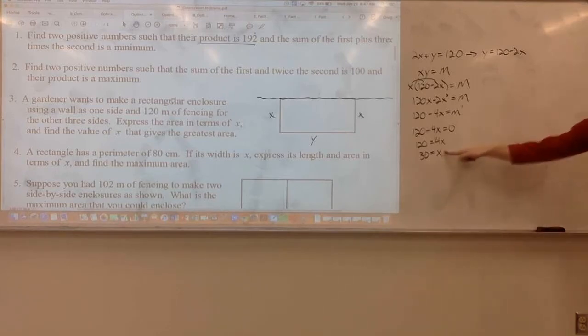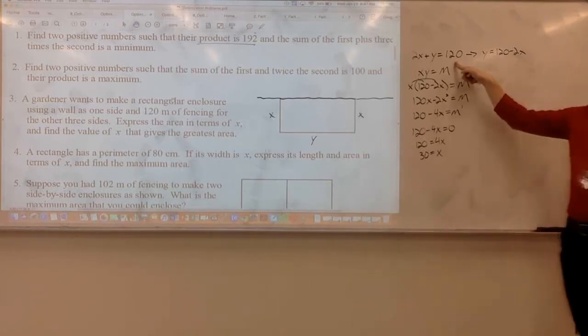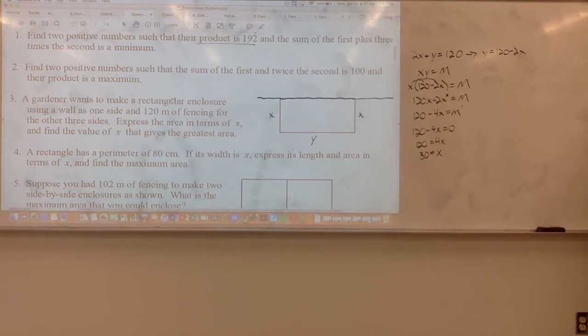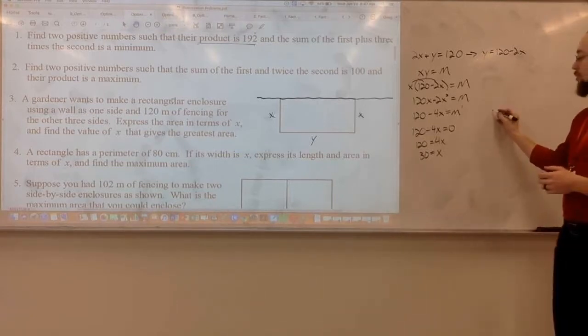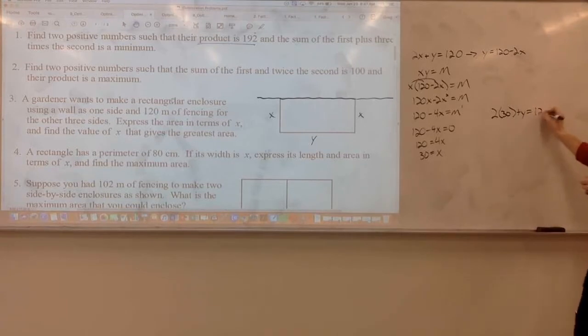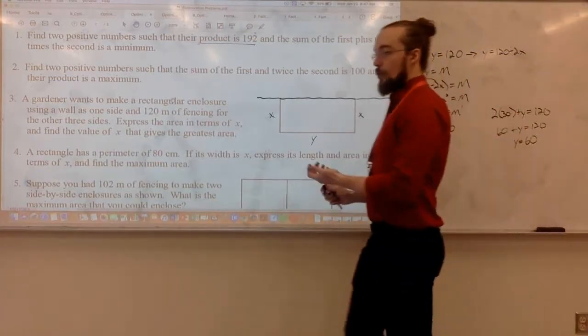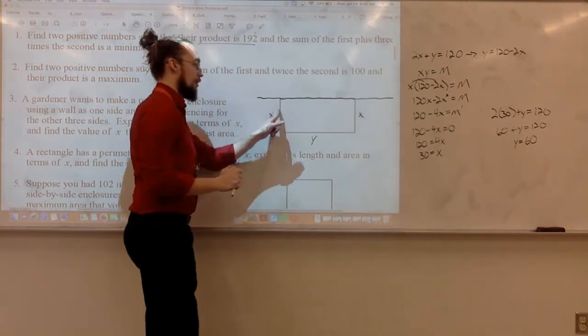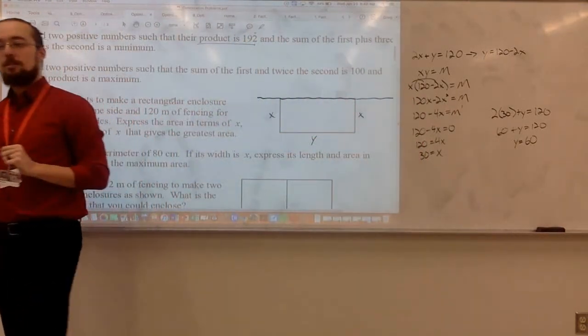And to do that, plug it into my constraint equation, first equation. So I'll have 2 times 30 plus y equals 120. And we can easily solve for y. And get y equals 60 here. So the dimensions here that would yield the greatest area are 30 by 60.